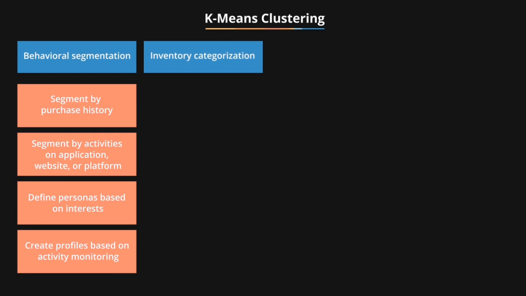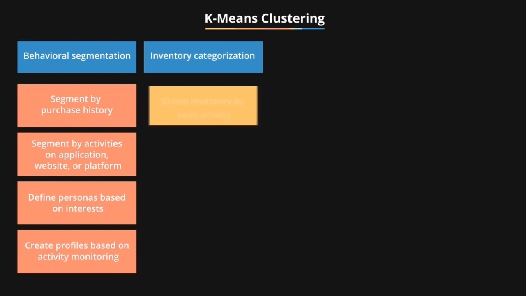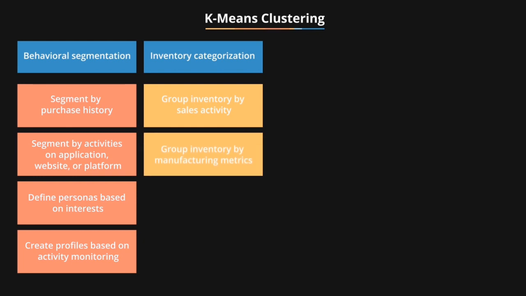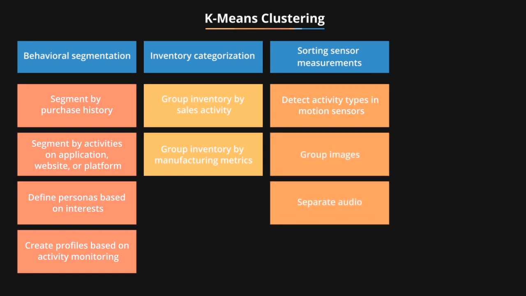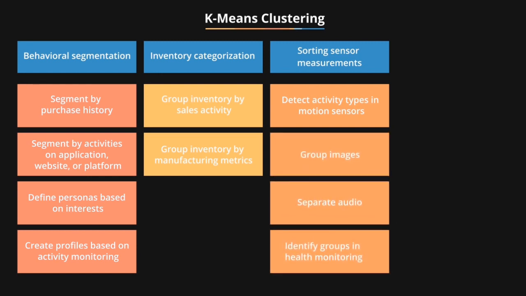When we talk about inventory categorization, we have: group inventory by sales activity and group inventory by manufacturing metrics. When we talk about sensor measurements, the different activities are: detect activity types in motion sensors, group images, separate audio, and identify groups in health monitoring.